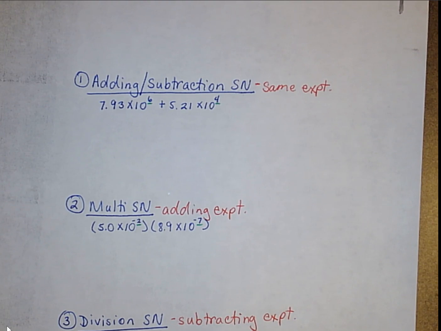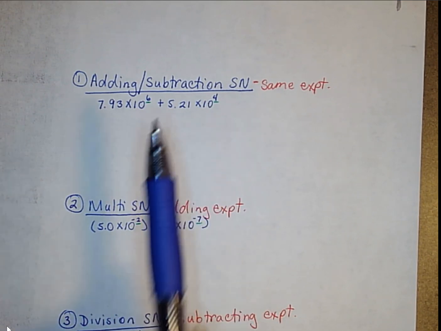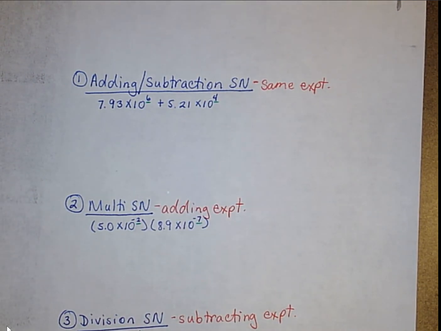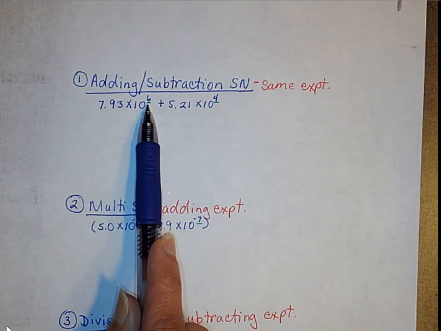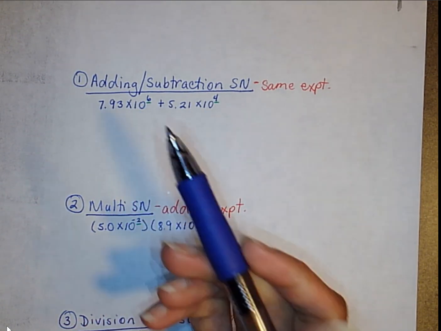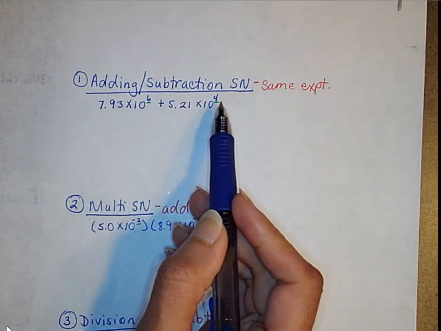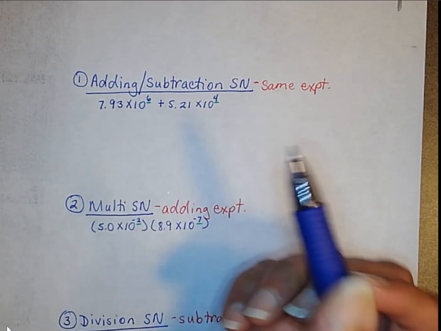7.93 times 10 to the 6th plus 5.21 times 10 to the 4th. So we're going to notice that both of these quantities have a different exponent. So we need to convert one of the quantities to the other exponent. So I'll go ahead and convert this. It's usually a lot easier to convert the higher exponent to the lower exponent. So I need to convert this. There's a difference of 2, so I'm going to end up moving my decimal right here 2 places.